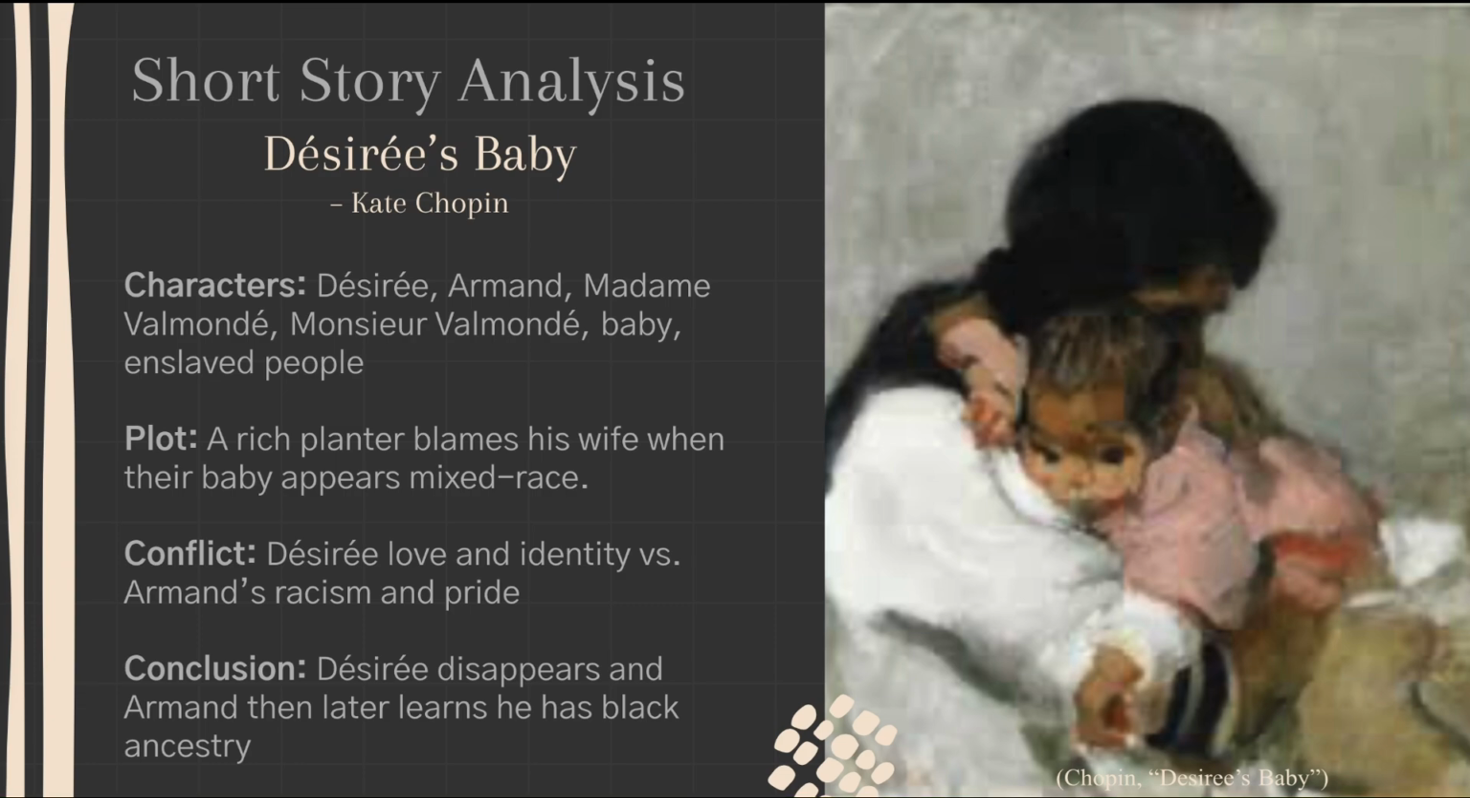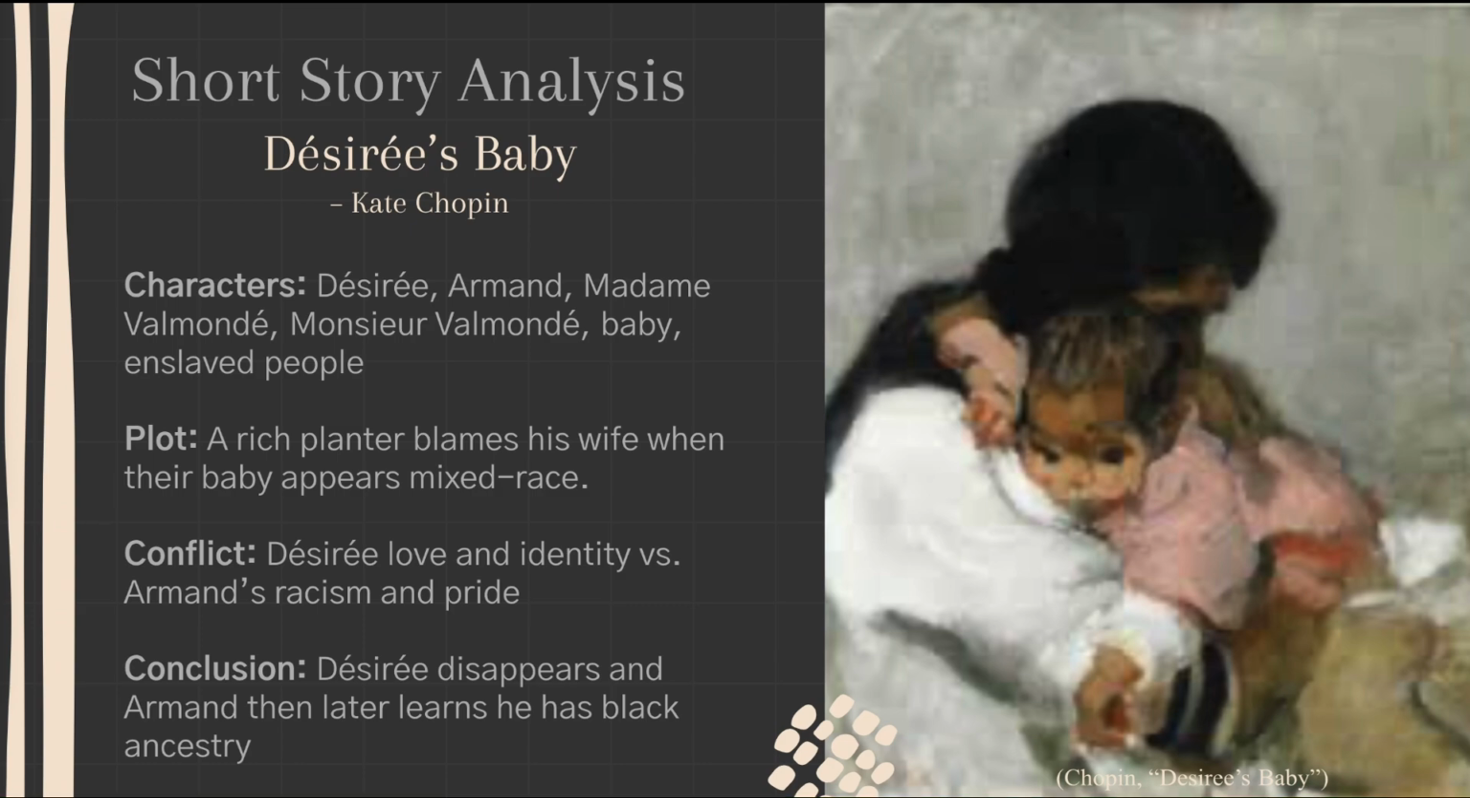white. Instead of questioning himself or the system he lives in, Armand decides that Desiree must be the problem. He pulls away from her and basically acts like she and the baby are a disgrace. The main conflict is between Desiree's need for love and acceptance, and Armand's racism and obsession with his reputation.